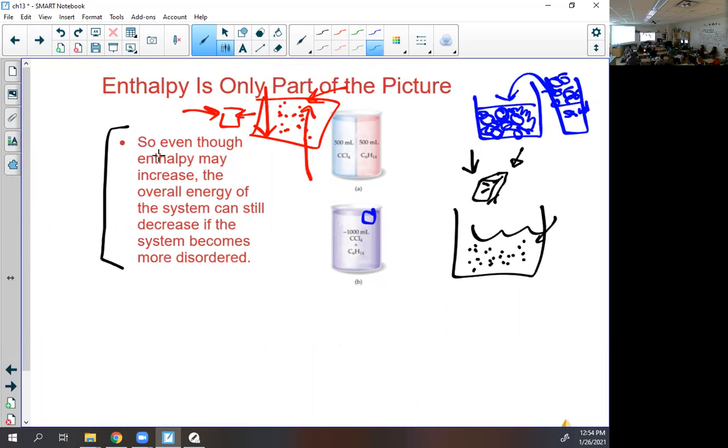So even though enthalpy may increase, the overall energy of the system can still decrease if the system becomes more disordered. So when they become less disordered, they release heat, but when they're more disordered, they take heat. I believe if you said that the way I think you did, then yes.